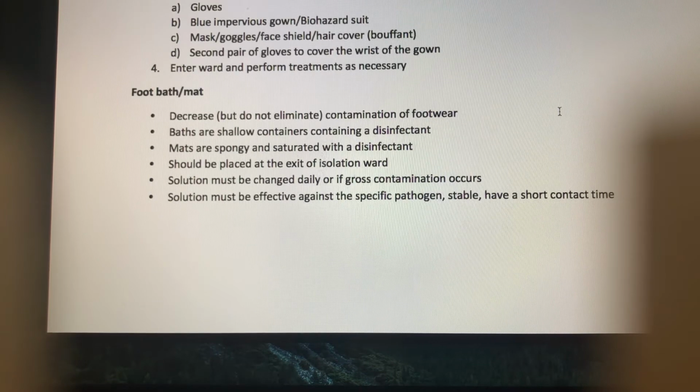If it's kind of slippery, you might want to put a towel and soak the towel with the disinfectant. Mats are a spongy material and they're saturated with a disinfectant. I think mats are kind of gross because they're difficult to clean. And I feel like, right, you get any organic material on there, you're inactivating your disinfectant.